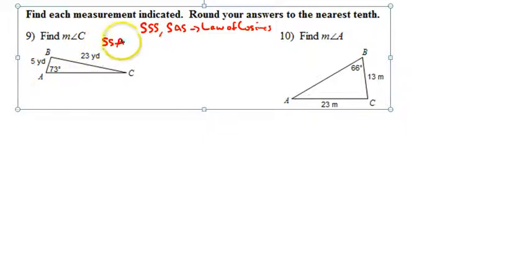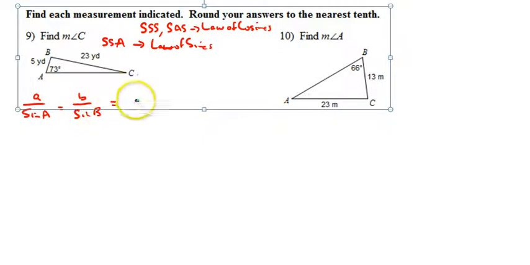Some of you might want to write it the other way. I'm not going to write it the other way. I'm going to have it as side, side, angle, so I use the law of sines. Sorry for kind of scribbling that. You almost can't see my law of sines. Law of sines is a over the sine of big A equals b over the sine of big B equals c over the sine of big C.